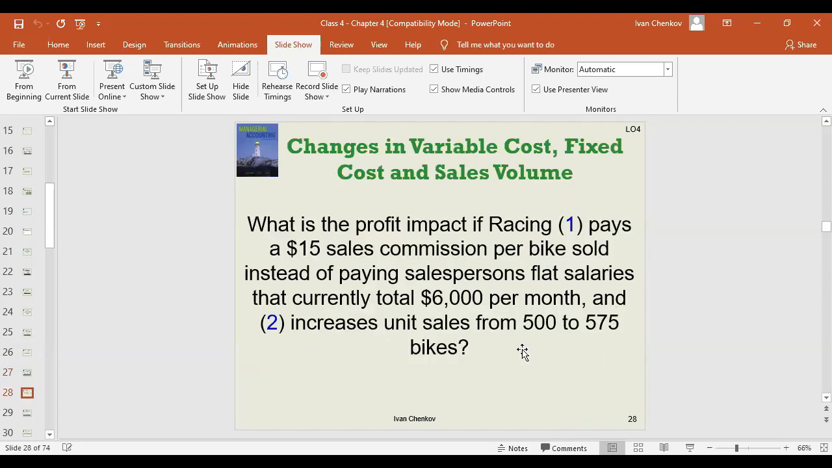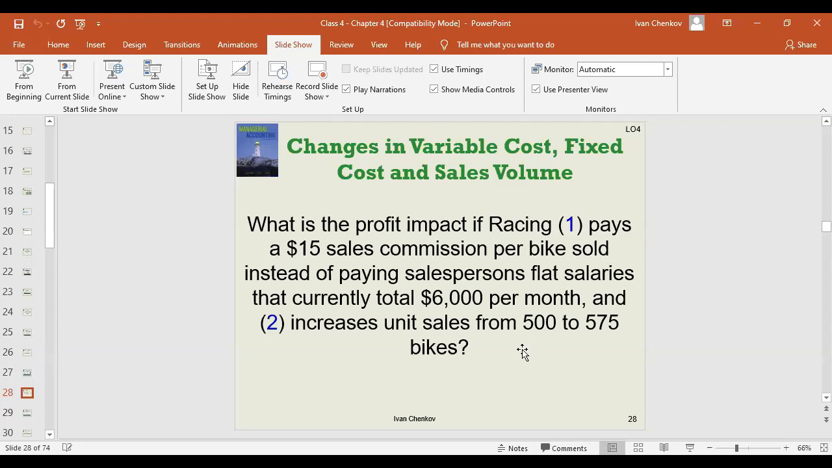Next scenario: change in variable cost, fixed cost, and sales volume. This is a very common thing, because here in Vancouver we are in the sales business. Now, the company will be paying a $15 sales commission per bike sold, instead of paying the salesperson a flat salary of $6,000 per month, and increase the unit sales from 500 to 575.